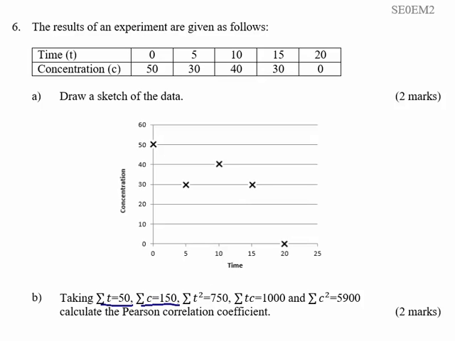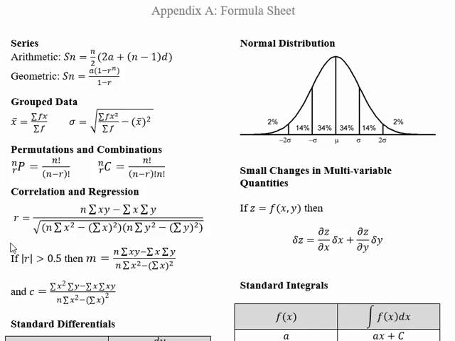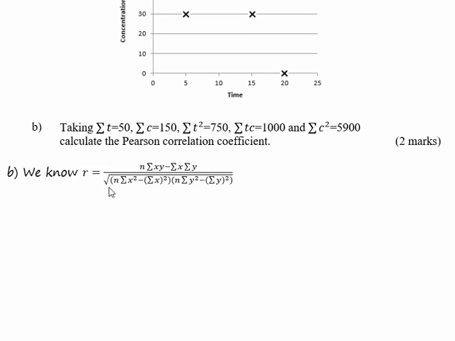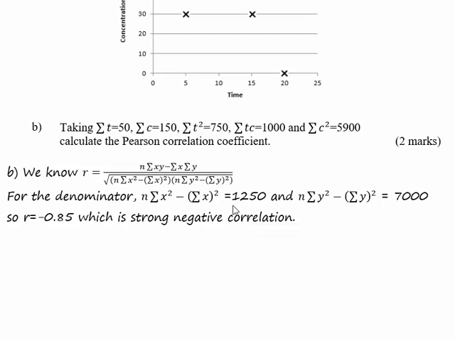Let's remind ourselves of the Pearson formula. The correlation coefficient is given by that expression there. So I'm going to calculate the first bit there, which gives me 1250, and then the second bit gives me 7000. They're both positive, which is good because I need to take the square root, and if I put those values into this expression I get r equal to minus 8.5.